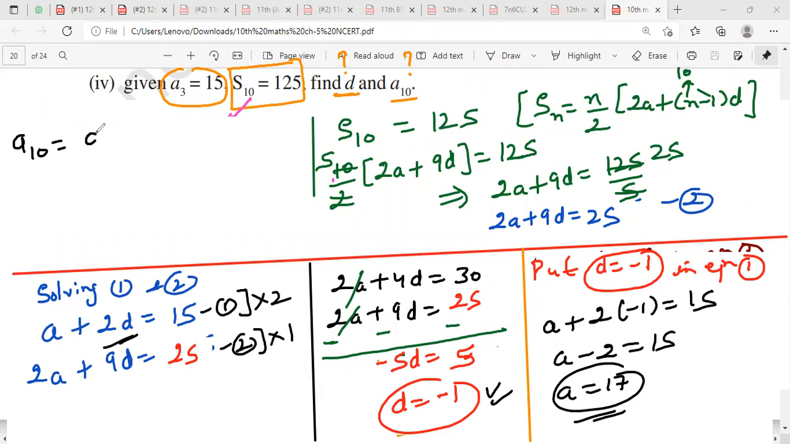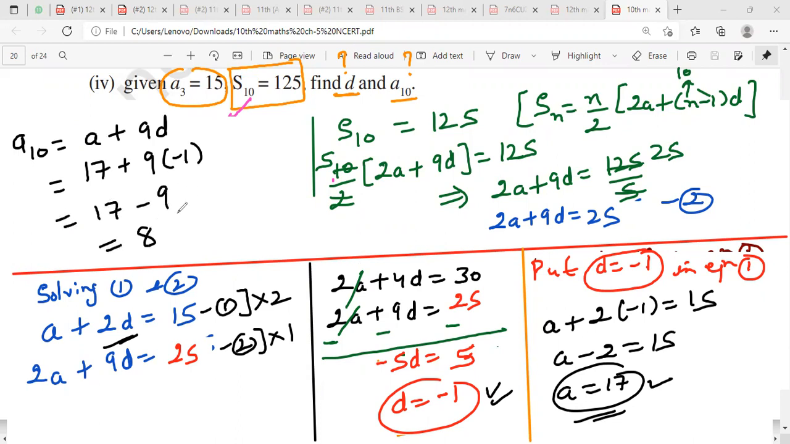A10 will be equal to A plus 9D. A, that is the first term, is 17, plus 9, in place of D we will put minus 1. So it will be 17 minus 9, and 17 minus 9 is equal to 8. So A10 is 8 and the value of D is minus 1. This is the required answer of this question, right? Let's move to the next question.